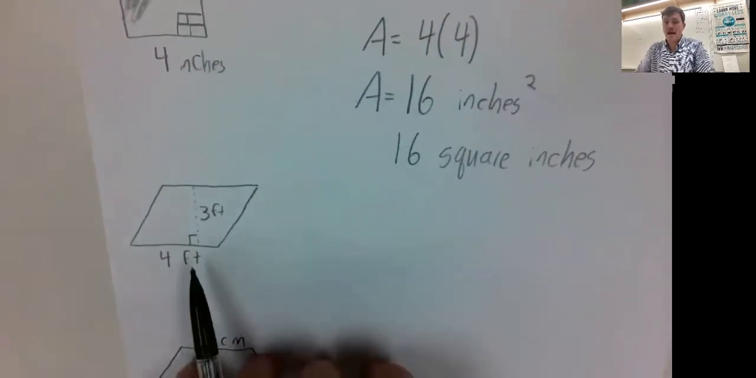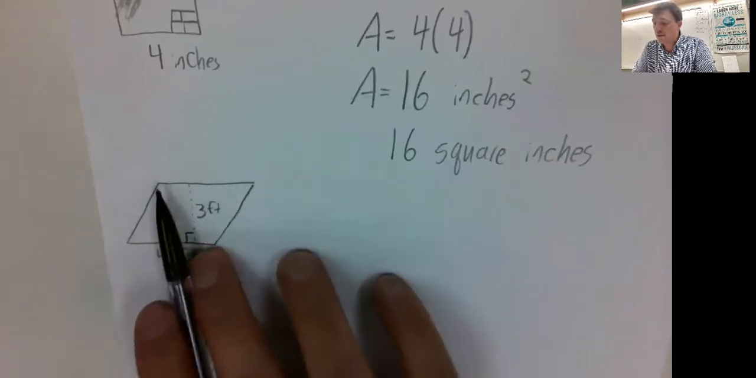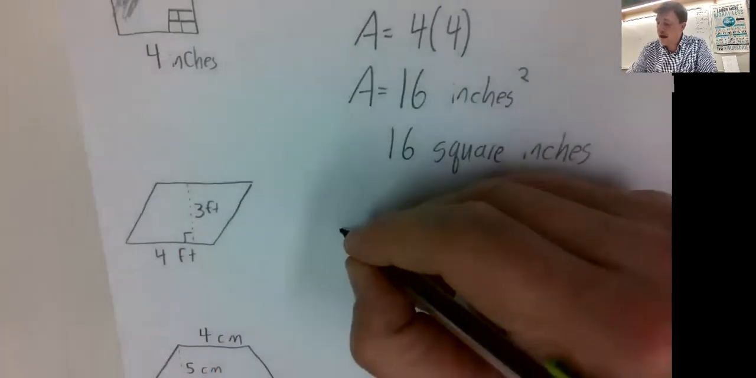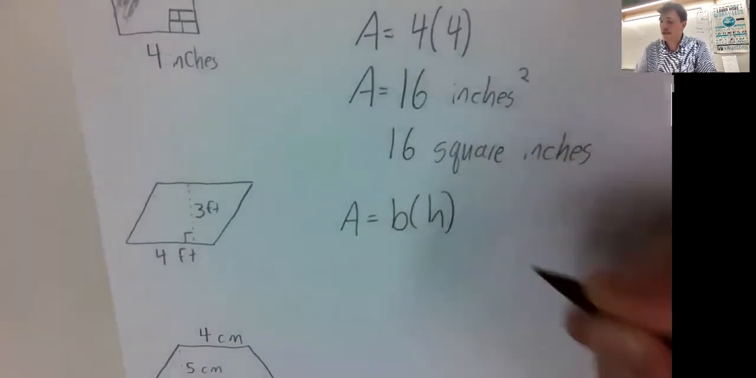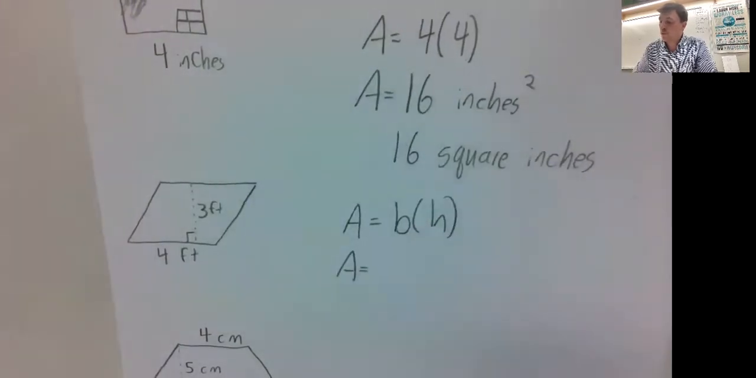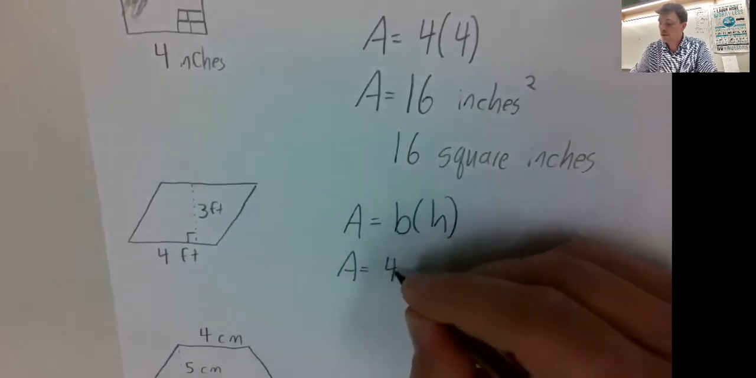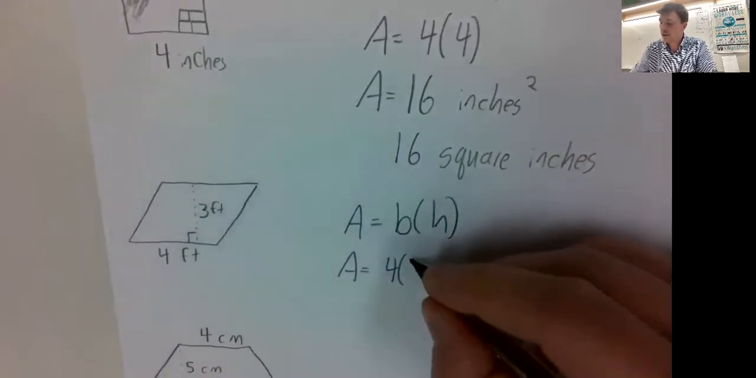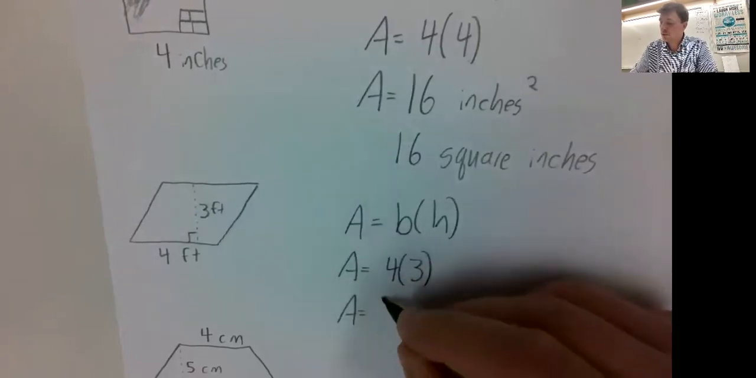Moving on, I've got a parallelogram here. Remember, a parallelogram has 2 sets of parallel sides, and I find that area in the same way that I do a square or a rectangle. Base times height. I just got to make sure that I'm finding the correct base and the height. Base is 4. Height is 3. So all I need to do is multiply 4 times 3 equals 12.